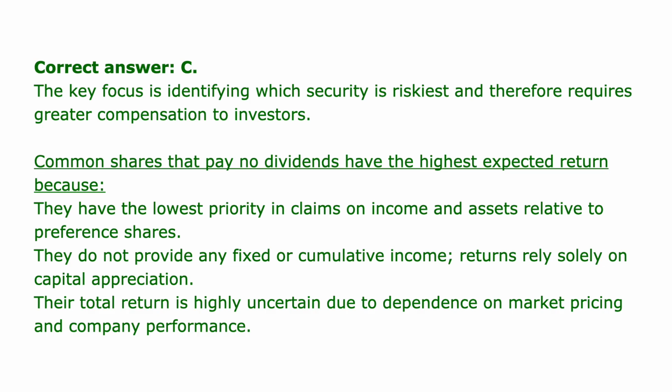Correct answer, C. We are really looking at which security poses the biggest risk and needs more money to compensate investors. Common shares that don't pay dividends tend to have the best potential return because they're not the first to get paid if the company runs into trouble compared to preference shares. They don't offer any guaranteed income, so the returns depend on how much the stock's value goes up. The total return is pretty unpredictable because it depends on how the market values the stock and how well the company is doing.